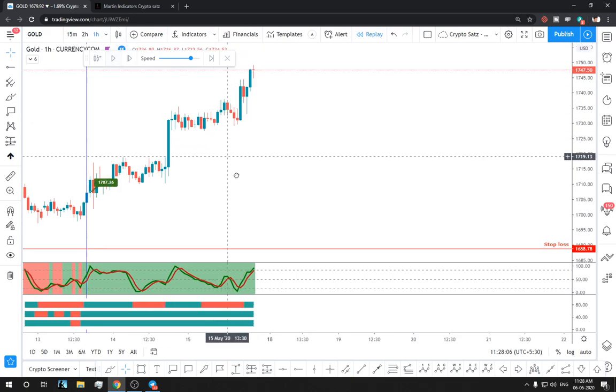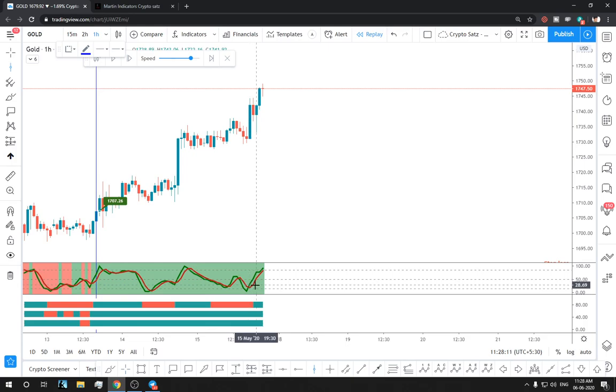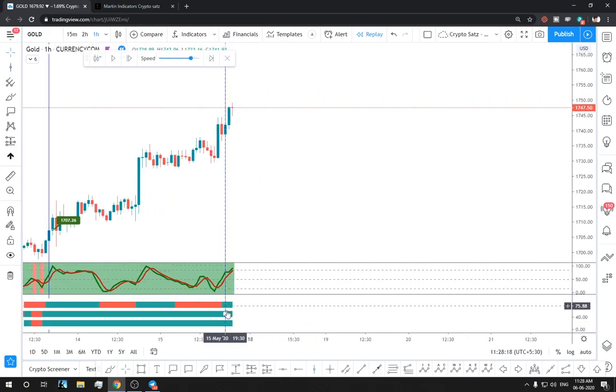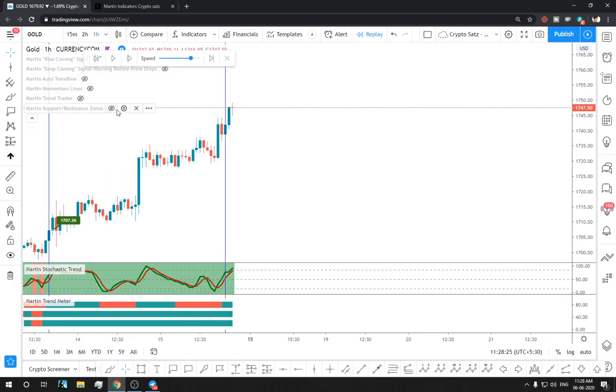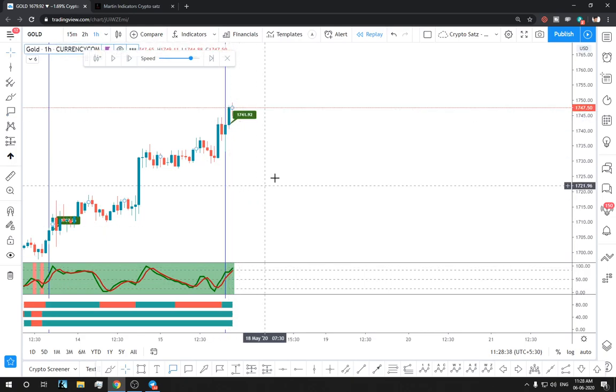Yeah, we have a signal over here. So at this point we have a long signal. We have Martin trend meter 3 bars green, Martin stochastic trend 3 bars green, green background. We check for support or resistance. We don't have any resistance, we are good to go. So let's take a long over the next candle, which is here.